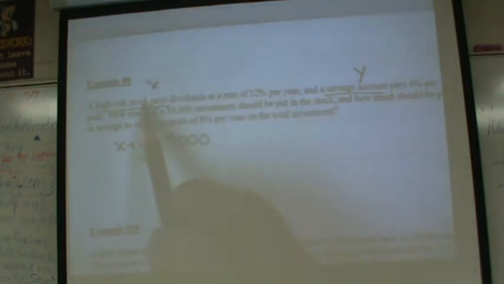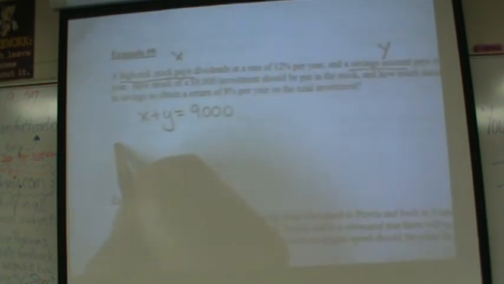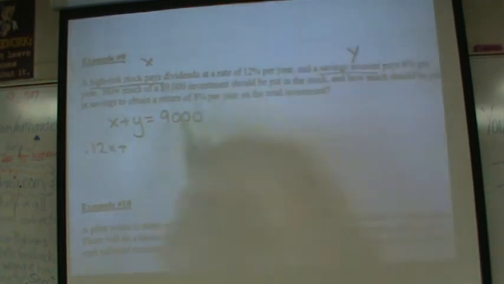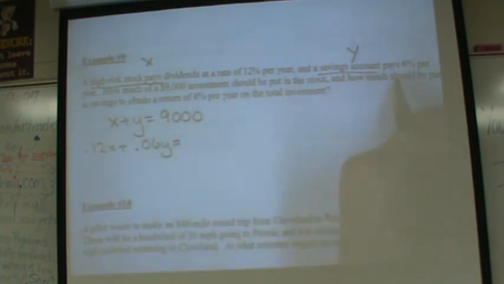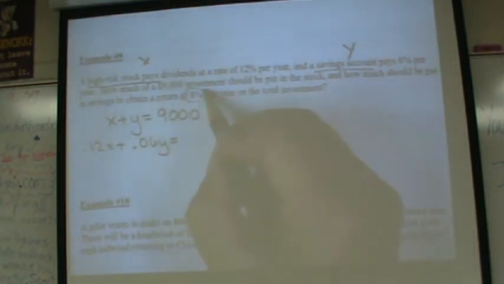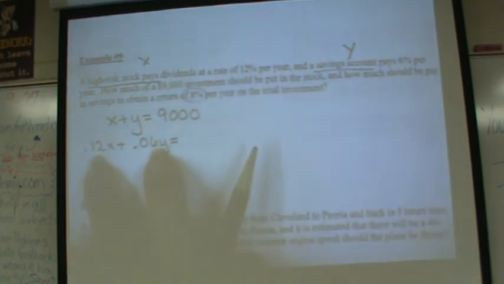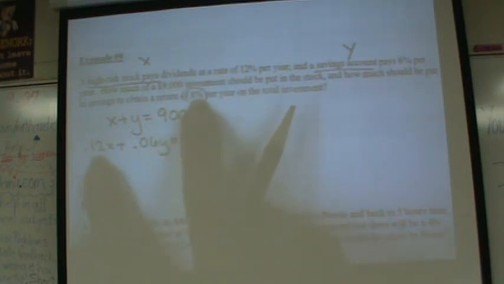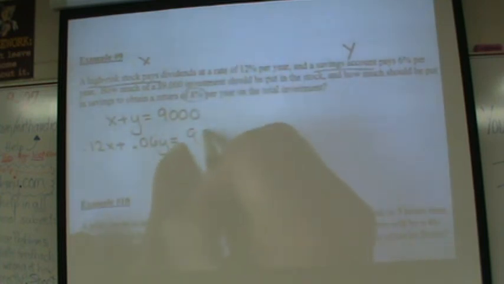So the high-risk account earns 12%, so it's worth 0.12. Whereas our savings account earns 6%, so 0.06Y. Be careful when you convert a percent to a decimal, you move it 2 places to the left. So we want to earn 8%. It's somewhere in between these two amounts. So we want to earn 8% on this money. So you're going to do 9,000 here times 0.08.